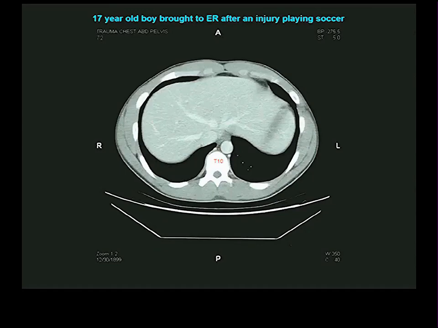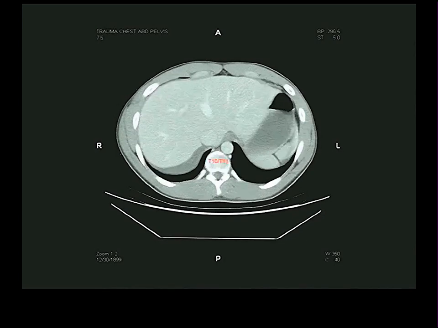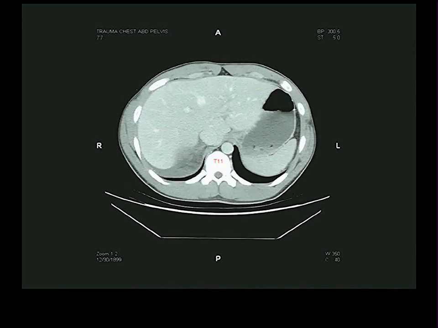Here's another thing. This is a 17-year-old boy who played soccer. He fell down or was kicked on his right side. Here's spleen. Here's stomach. He is lying on his back, so here's air in the anterior part of the stomach. This person has food in the fundal region of the stomach, in the posterior region.